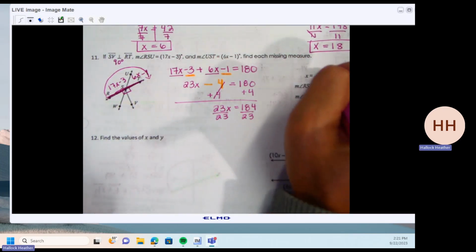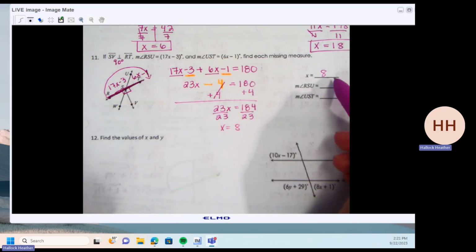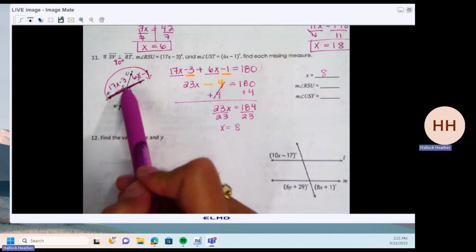So x is 8. Now, not only do I need to find x, but I need to find all these other things. If you only find x, these are each worth their own little amounts of points. So if you just find x and you can't do the other, then that's okay. You get partial credit. So RSU is right here.